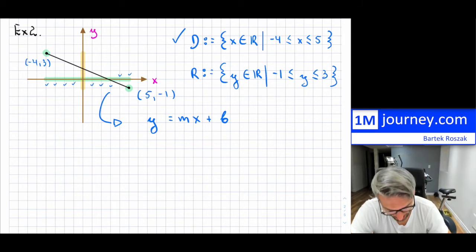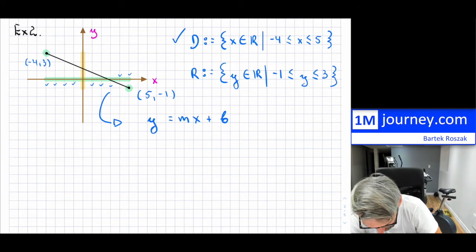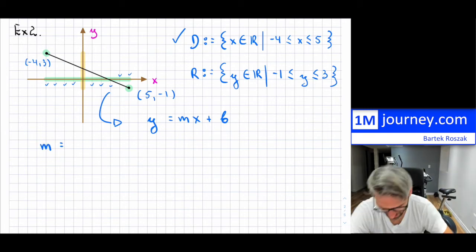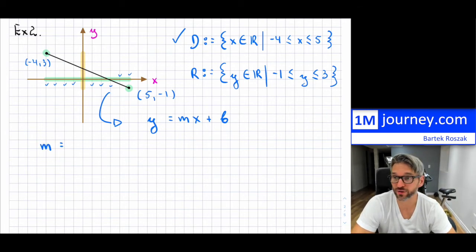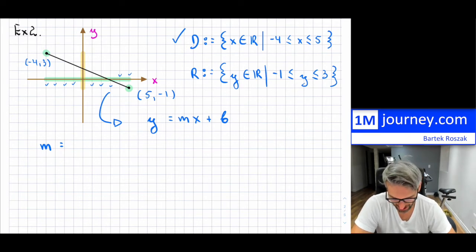So how do I do that? Well, here's my slope. I'm going to find it, and I'll do it in fast forward fashion. And then I'll find my b. So I'll find those two. So we'll be right back.